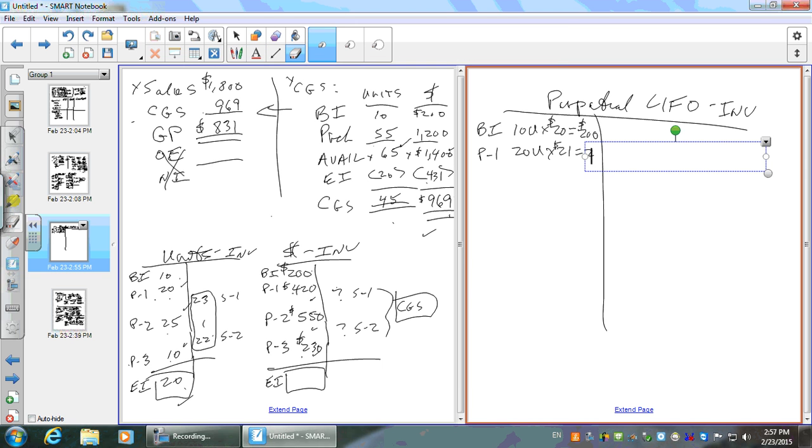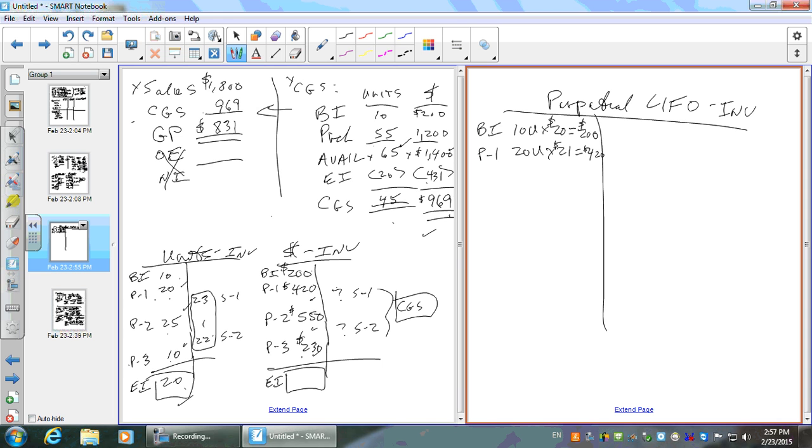Okay, 420. So what I've got is 620 of inventory. Would you guys agree with that? 200 and 420, and that represents 30 units. I've got 2 layers: 10 units at $20, 20 units at $21.